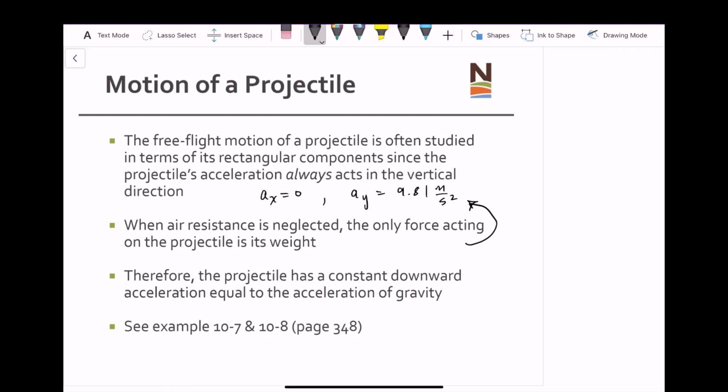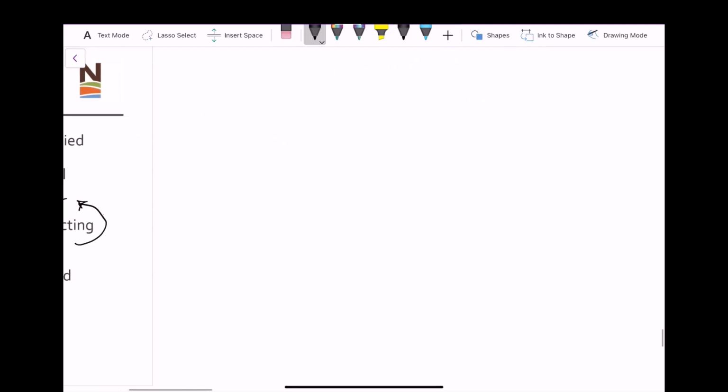And there are examples 10.7 and 10.8 on page 348. Now, I find it quite helpful just to draw out an example before we get into the problems of motion of projectiles. So I mentioned, taking an example of a ball, and we are going to toss this ball.